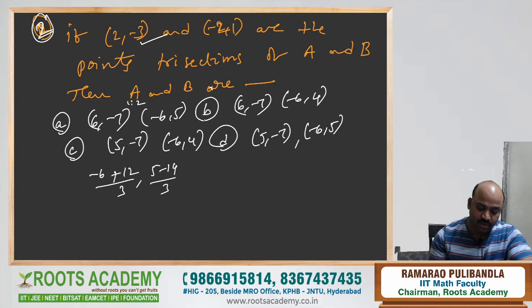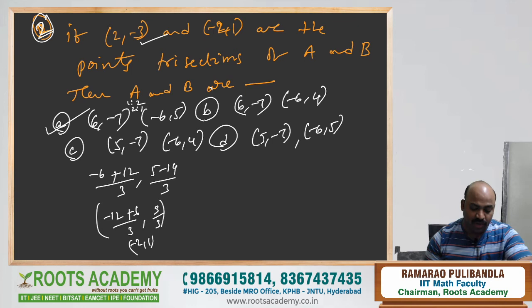We'll check with the second one also. So 2:1 we'll check now. When I take 2:1, what will happen? Minus 12 plus 6 by 3, comma, 10 minus 7 means 3 by 3. So what I'm getting is minus 2 comma 1. So option 1 is valid. Have you got what I did? It's very simple. Actually you can go by a different method, but what I feel is verification is the best option. So this is the point I got when 1:2, and this is the one I got when 2:1. So these are our points now.